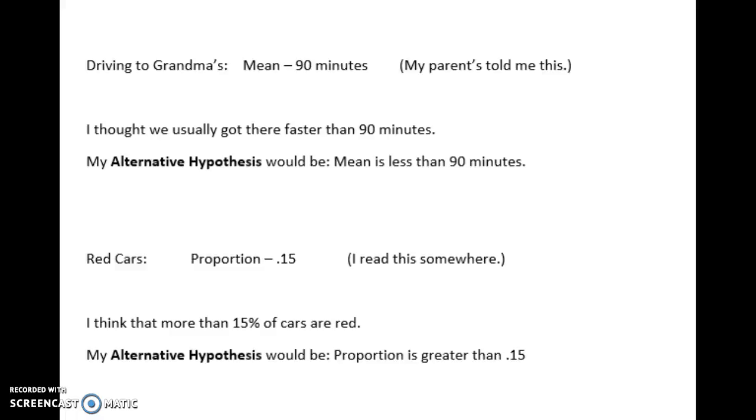For this discussion, think about the value of either a mean or the value of a proportion that you don't think is correct. So I'll give a couple of examples. My parents always told me that the mean time it takes to get to my grandma's house was 90 minutes. That was always the assumption we were under when we were packing up and getting ready to leave for grandma's, that the trip is 90 minutes long.